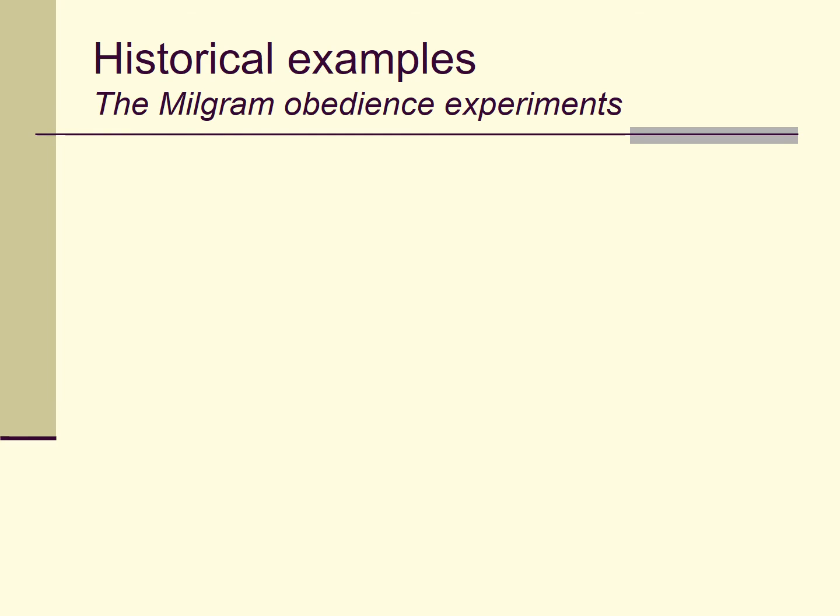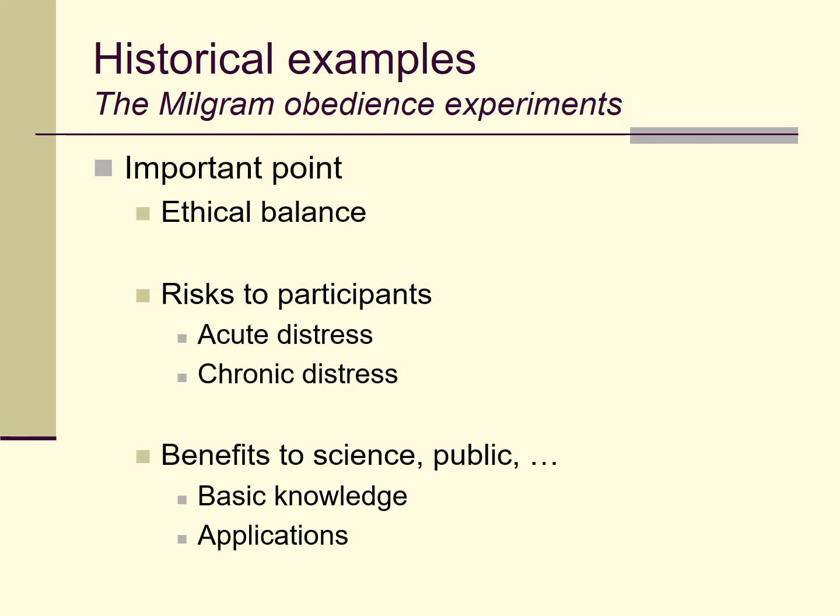So perhaps one of the really important points here is the idea of an ethical balance that needs to be found in research, and as we'll see a little bit later in this lecture, needs to be found in testing as well, between the risks that the research or the testing poses to the participants, things like acute distress or chronic distress, and so on, and balancing that against the benefits that might accrue to science, to the public, to the researchers or clinicians themselves, things like increases in basic knowledge, interesting applications, and so on.